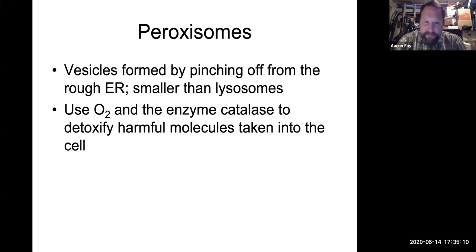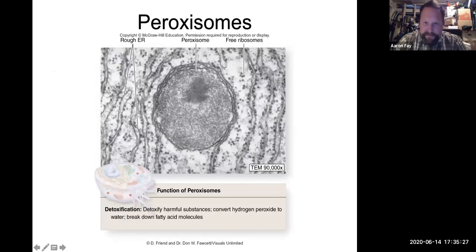Okay, back again. So yes, peroxisomes. These are organelles specifically designed to help detoxify reactive oxygen species. The more of these you've got, the healthier your cells will stay. Just what they look like under a transmission electron micrograph.